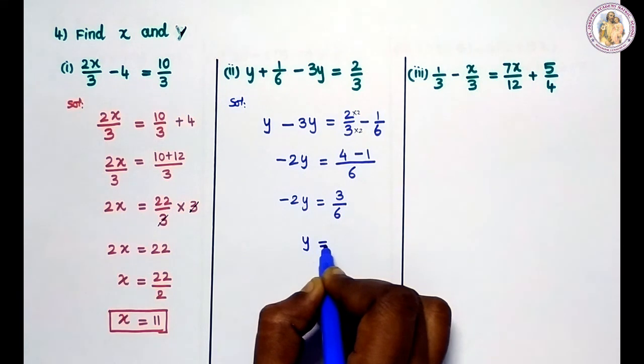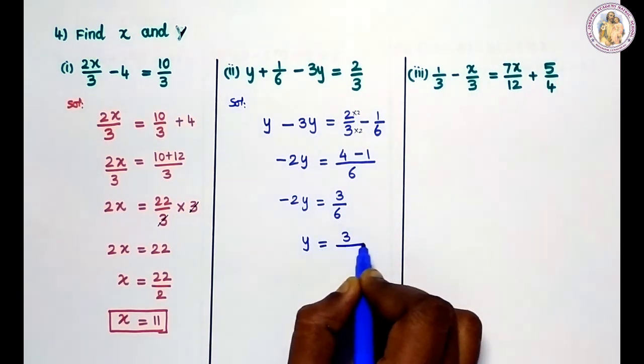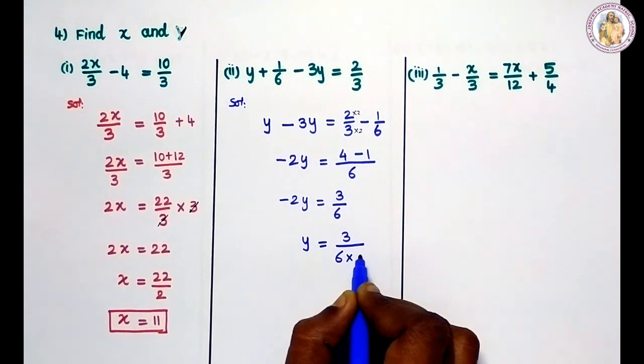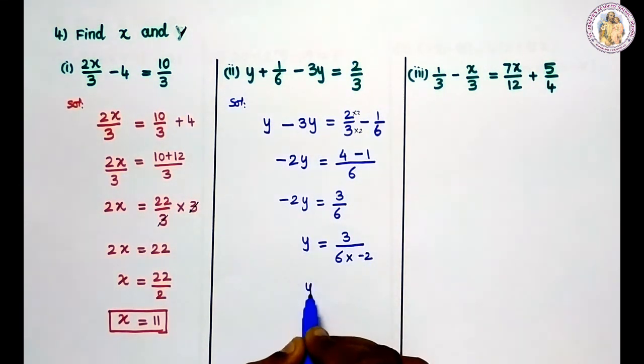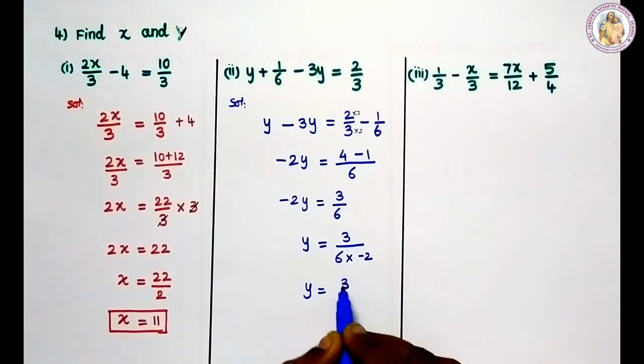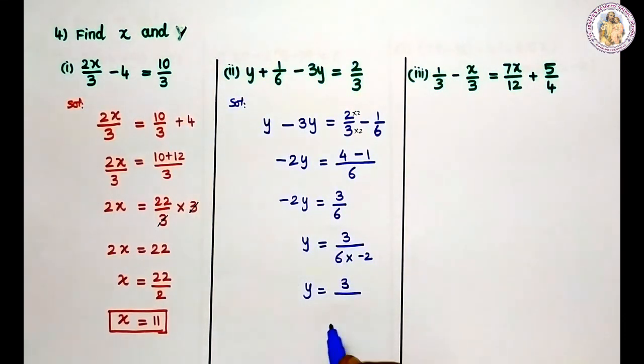So y equal to 3 by 6 into minus 2. y equal to 3 by 6, 2s are 12. Minus plus into minus 12. Minus 12. So cancel these numbers. 3 1 is 3. 3 4s are 12. So y equal to plus divided by minus, minus 1 by 4. That is the value of y. Next one.